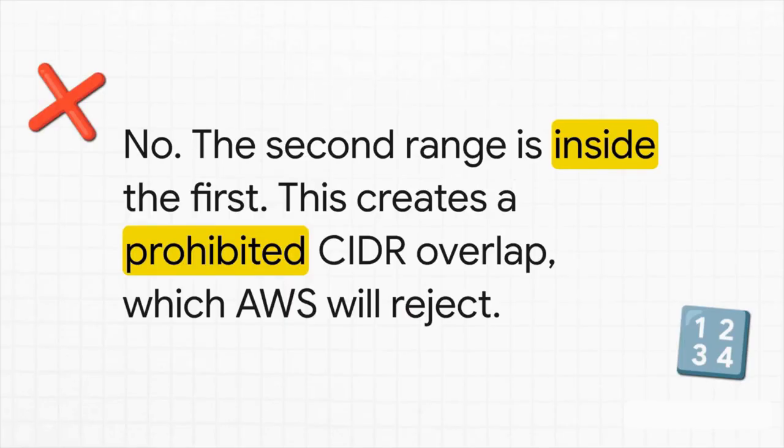The answer is a hard no. You absolutely cannot do that. Why? Because the first range, that /24, covers all the IP addresses from 10.0.1.0 all the way up to 10.0.1.255. The second range you want to create starts at .128. Well, .128 is sitting right smack in the middle of that first range. That is a textbook CIDR overlap, and AWS will flat out reject it. It won't even let you create it.